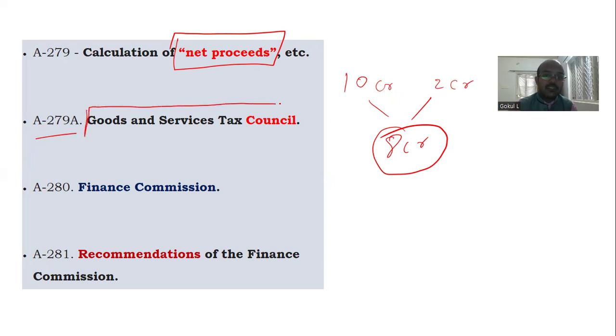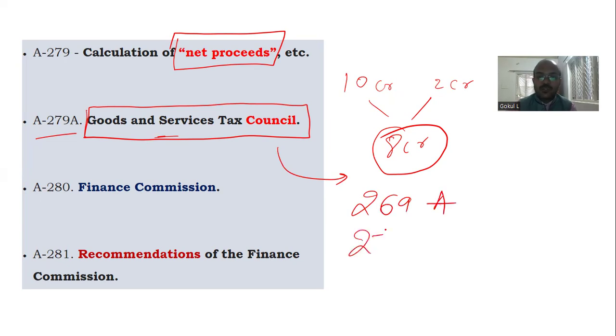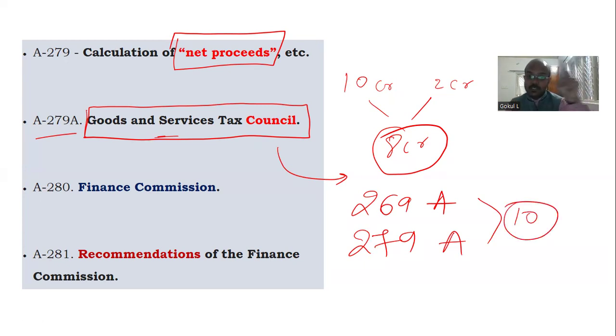Next, 279A. 279A speaks about GST Council, establishment of GST Council. See, two articles are very important. 269A, 279A. See, 10 difference. 69, 79. One speaks about GST. What is GST? 269A. 279A speaks about GST Council.